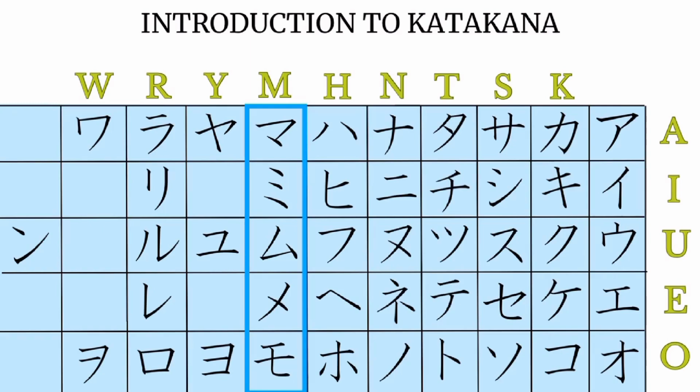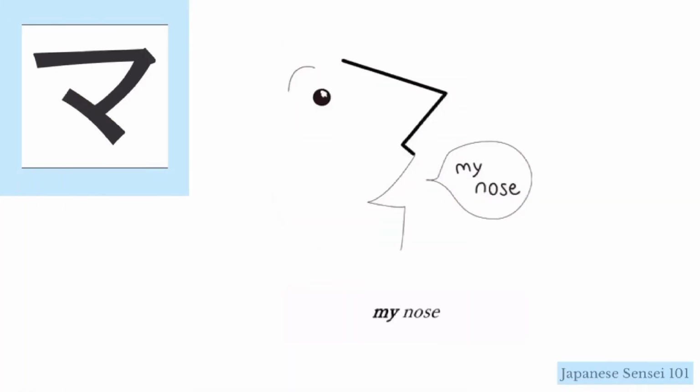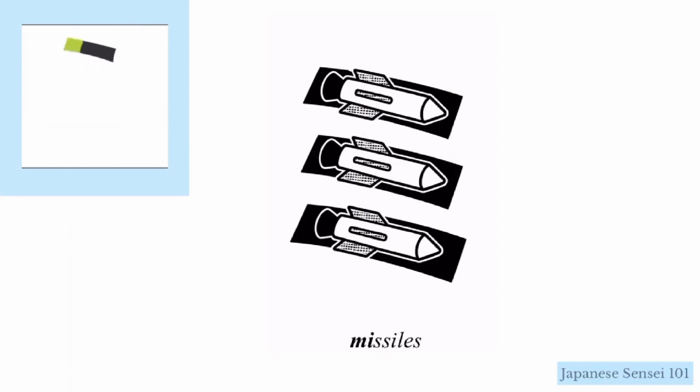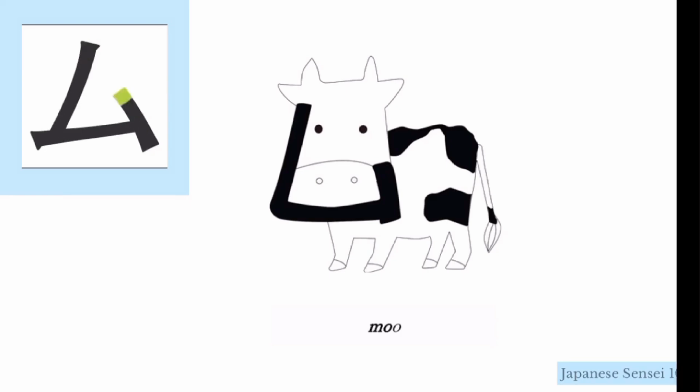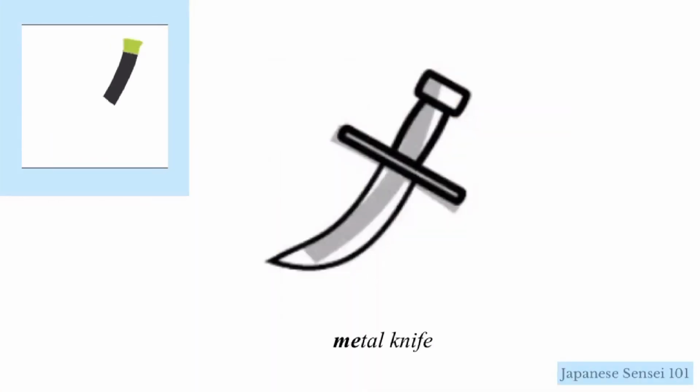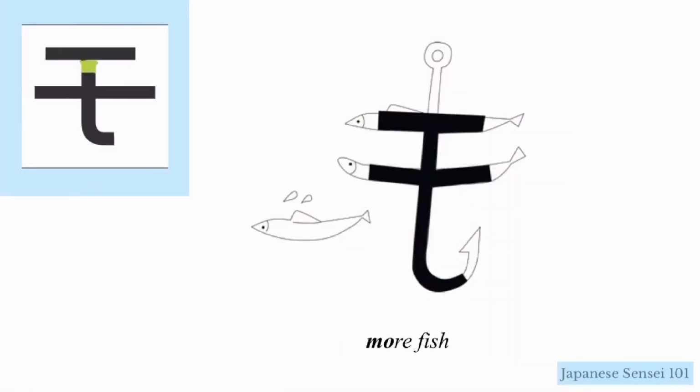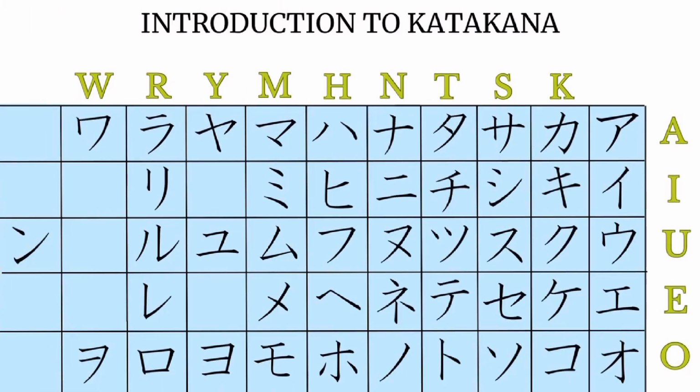Let's turn our attention to the consonant M. Ma. To memorize this, imagine my nose outlined from the side profile. Mi. To memorize this, imagine three missiles flying towards you. Mu. Imagine the katakana mu as a cow making the sound moo. Me. This looks like the shape of a small metal knife pointing upwards. Mo. Imagine the hiragana mo as a hook with multiple fish hanging from it. Great job on mastering the seventh column.